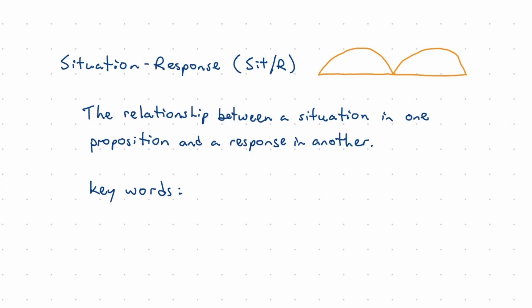Okay, let's look at the relationship of situation and response. You can see our abbreviation, SIT and R, situation, response. The definition: the relationship between a situation in one proposition and a response in another. And usually this is a surprising or counterintuitive response.